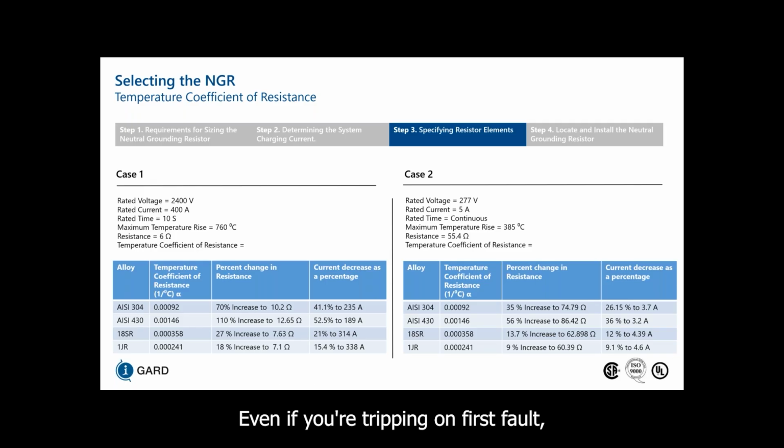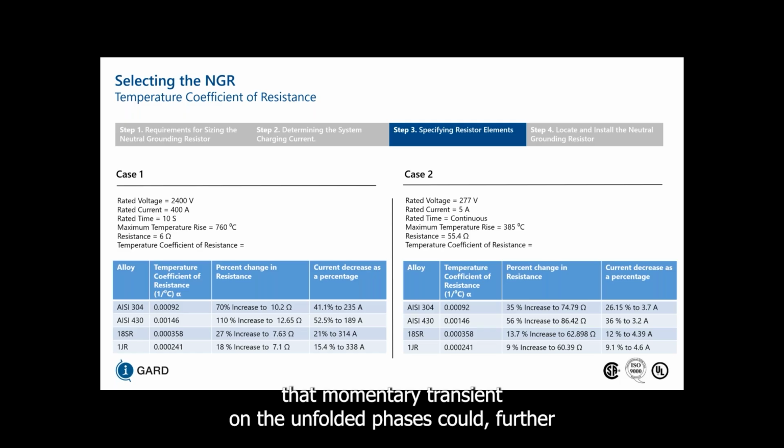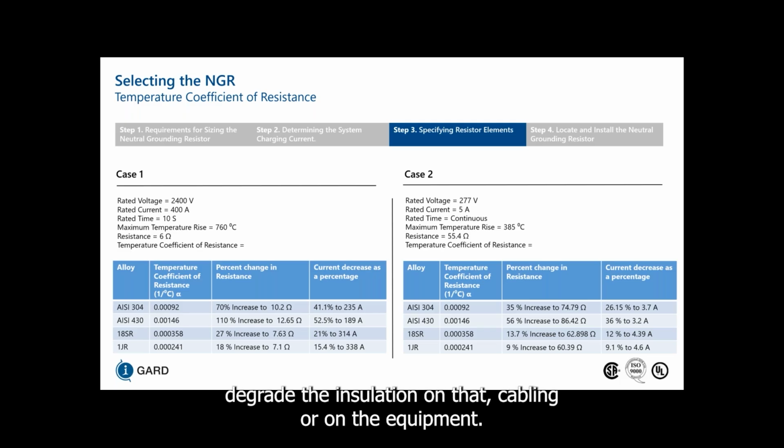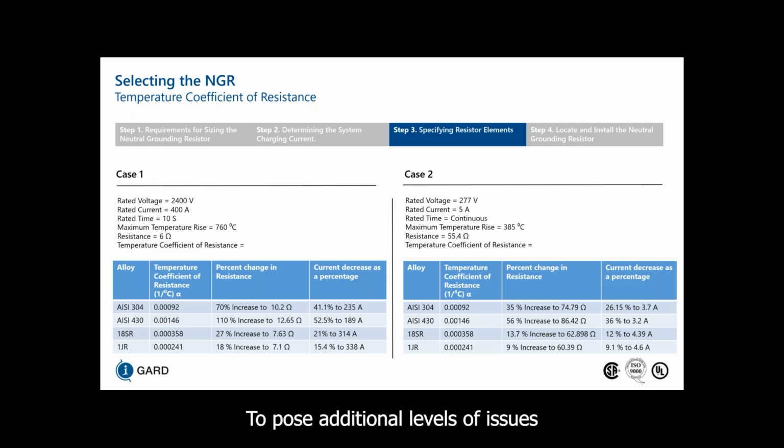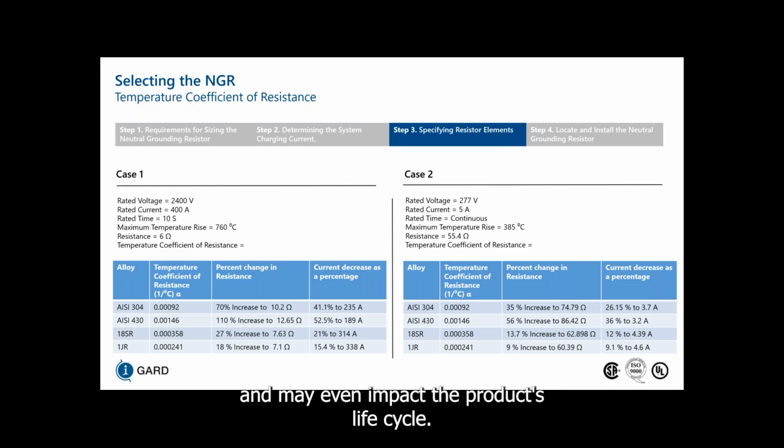Even if you're tripping on first fault, that momentary transient on the unfaulted phases could further degrade the insulation on that cabling or on the equipment to pose additional levels of issues and may even impact the product's life cycle.